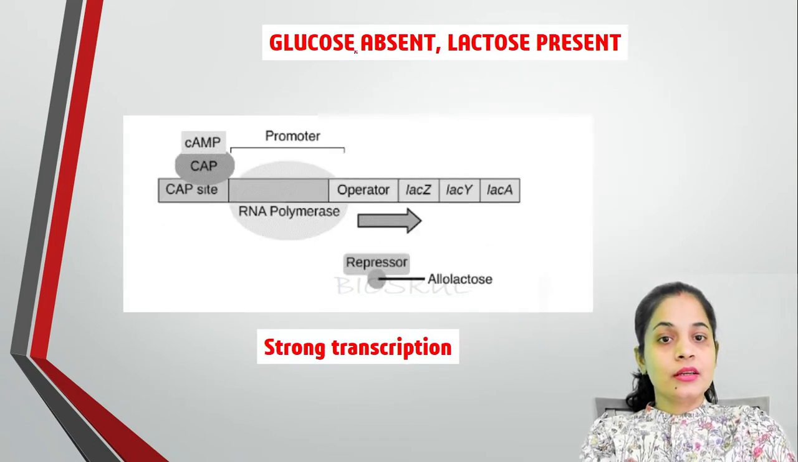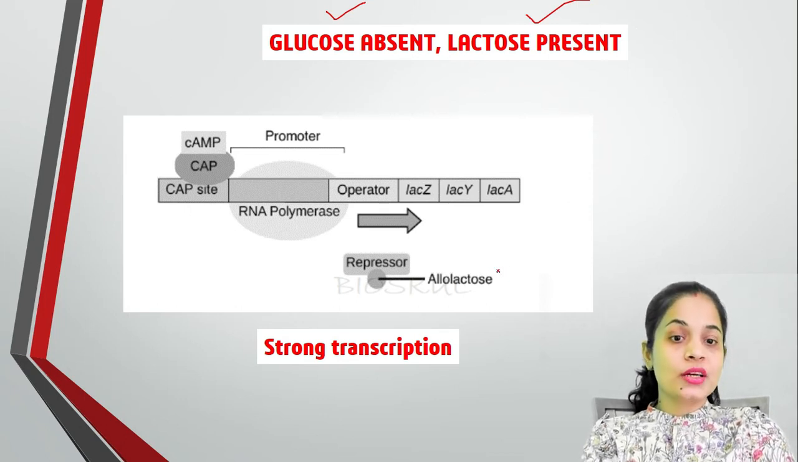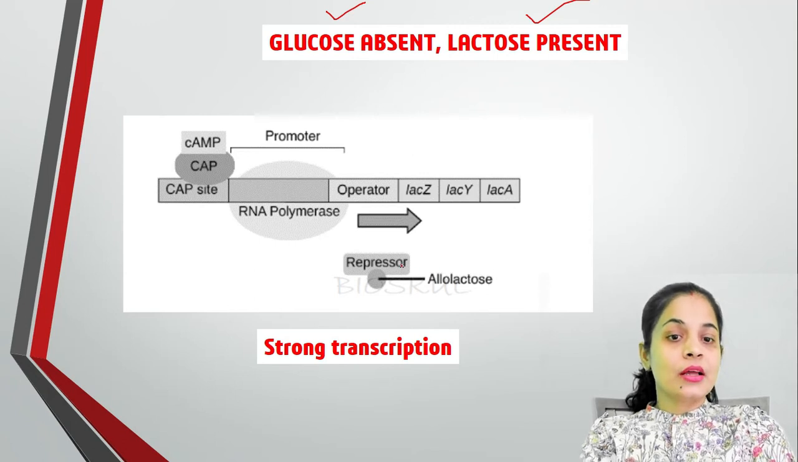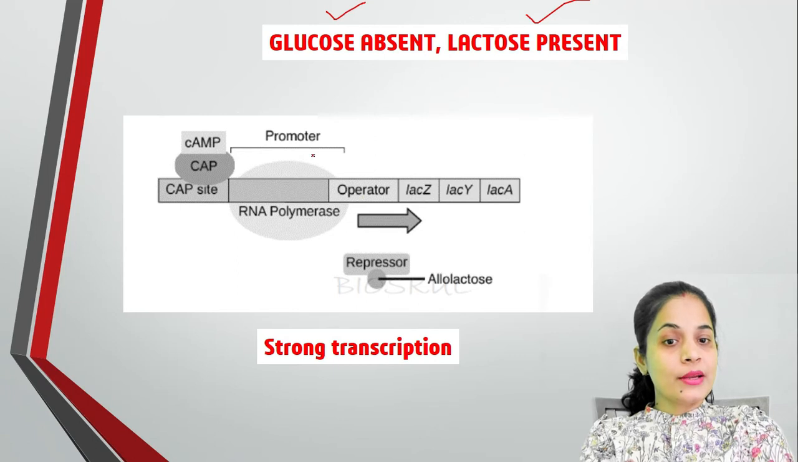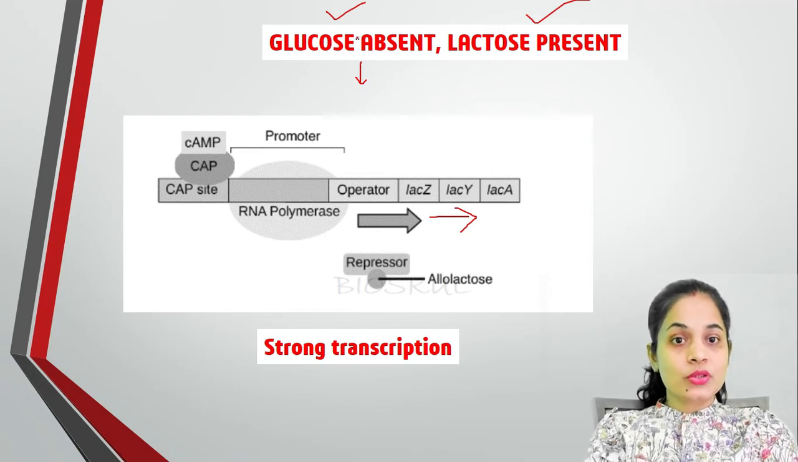Another condition, glucose is absent and lactose is present. Then what will happen? Lactose is present. That means it will be converted into allolactose, which will act as an inducer and it will bind to the repressor. So the repressor cannot bind to the operator. Now RNA polymerase will bind to the promoter, thereby the transcription process will be on. Now we'll see the effect of glucose.